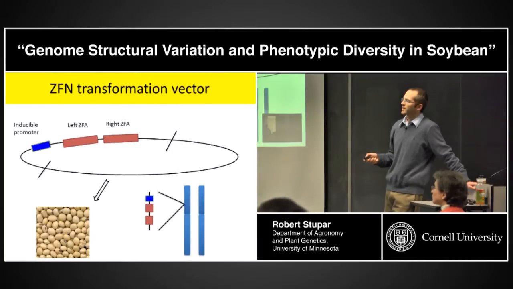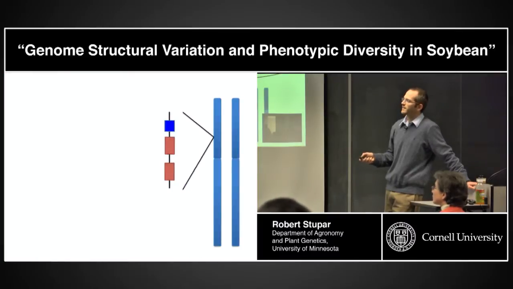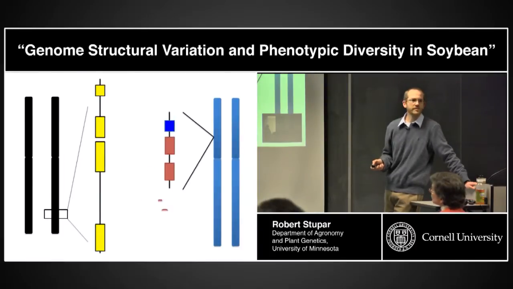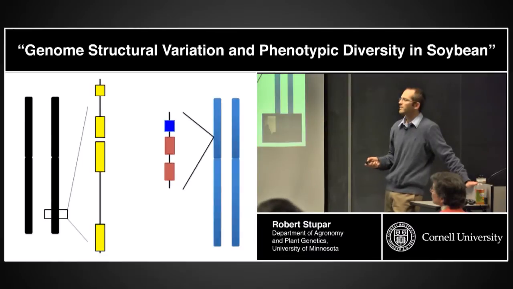Then you can target those in soybean, and you can go in with your zinc finger. It's a transgene. You put it in the plant, and say you want to target this gene here. I'm just blowing it up. You can express that gene, and you can create your double-stranded break on the other chromosome. That's shown here. And then you can create a point mutation. Okay, that's sort of the basic, the easiest thing to do with genome engineering.